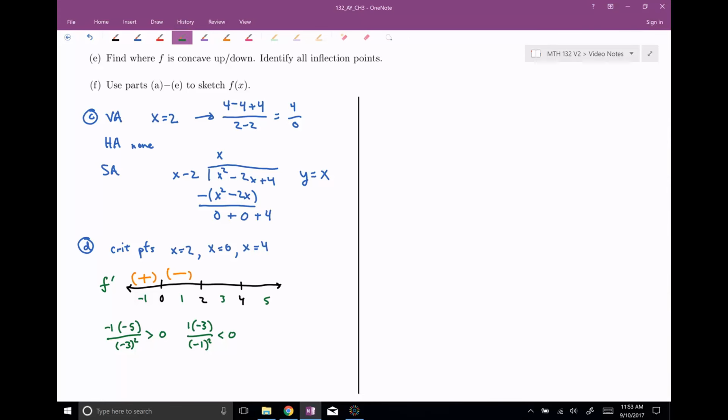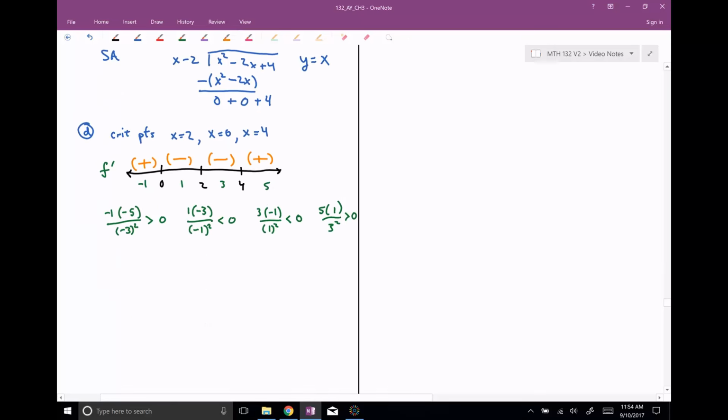How about at 3? When I plug in 3, I'm going to have 3 times 3 minus 4 is going to be negative 1. And then in the denominator, I'm going to have 3 minus 2. That's going to be 1 squared. So on the numerator, I'm going to have negative. In the denominator, I'm going to have positive. That's going to be negative altogether. So here we have negative. And then finally at 5. At 5, I'm going to have 5 times 5 minus 4 will be 1, divided by 5 minus 2 will be 3 squared. Everything's positive. Positive numerator, positive denominator, all positive. So here we go, that's positive.